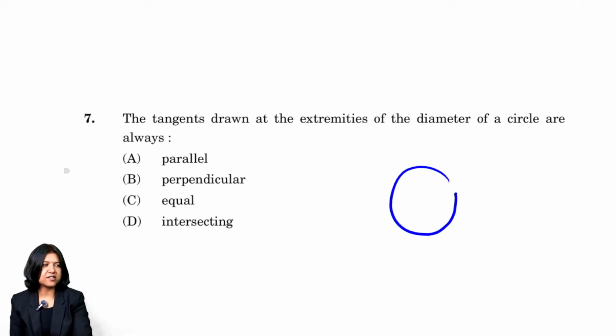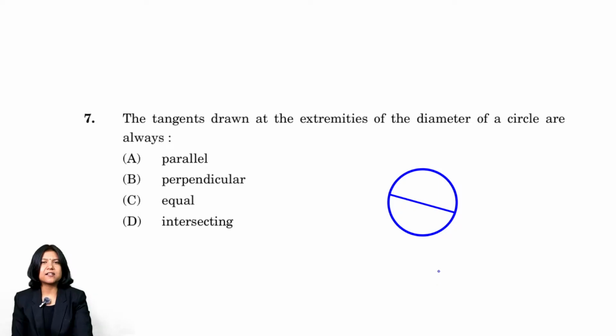A diameter is definitely passing through the center, and the tangents drawn at the extremities, meaning at the extreme points where it meets the circumference of the circle. Obviously, the diameter does meet the circle at 2 points, and those are the 2 extreme points. So if you think about drawing a tangent at these 2 points, then you clearly see they are parallel.